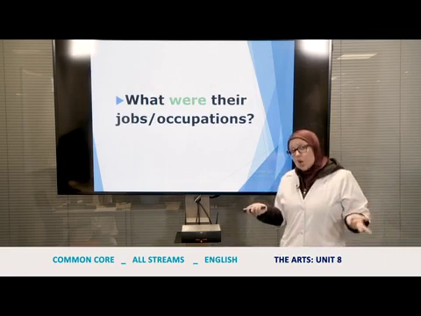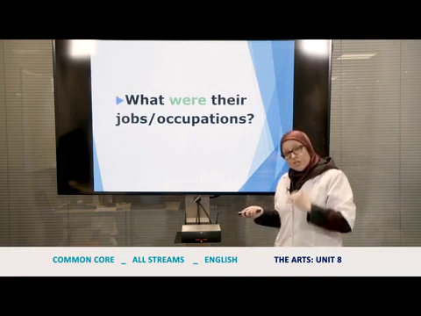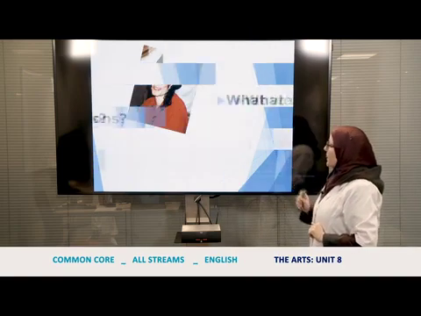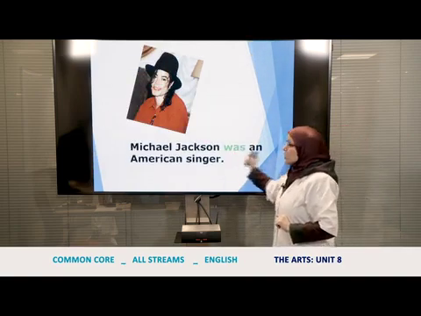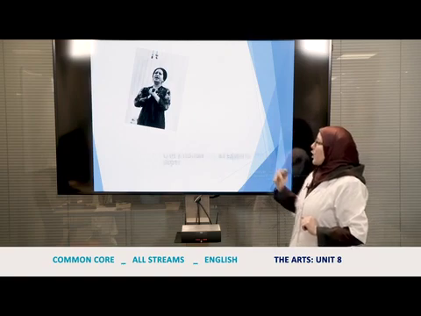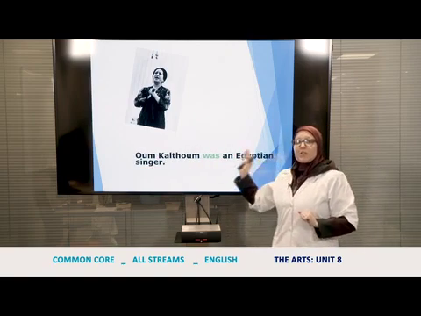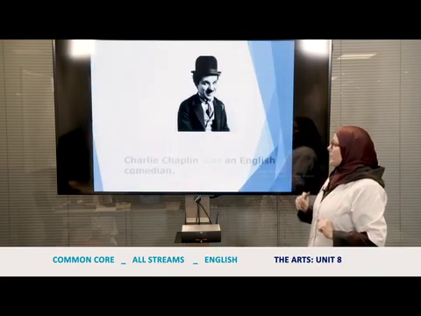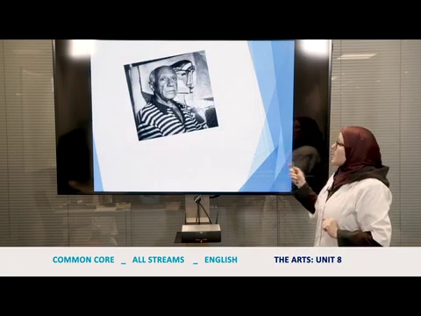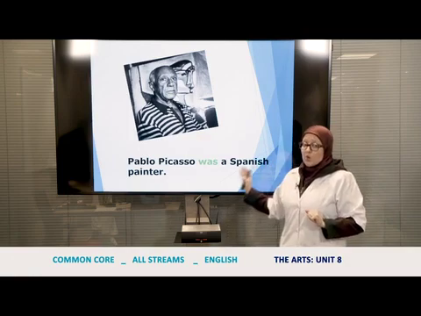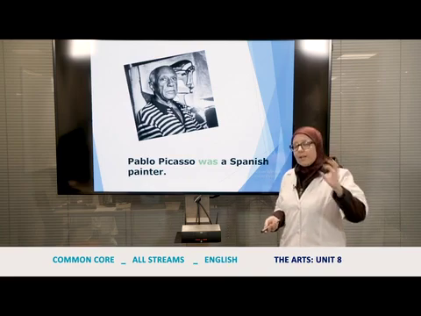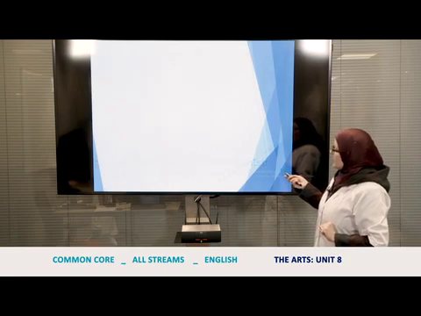What were their jobs? Here we're going to repeat the same pictures, but we're going to explain more about their jobs or occupations. So Michael Jackson was an American singer. Kulthum was an Egyptian singer. Charlie Chaplin was an English comedian, all right? And Pablo Picasso was a Spanish writer. As you see over here, I highlighted the word was and wrote it in green just to focus on it, because that's our lesson.